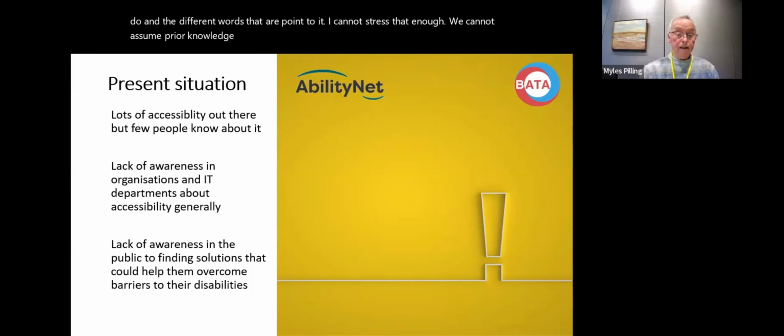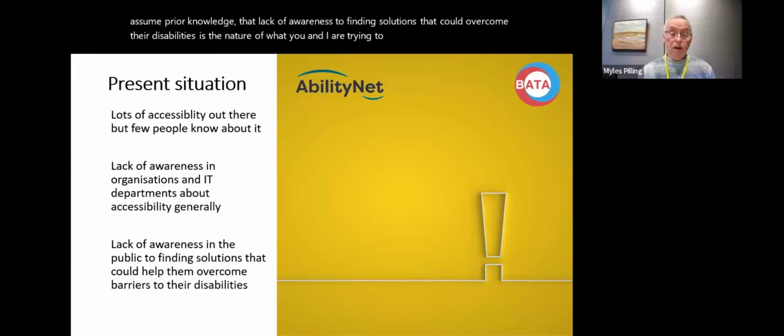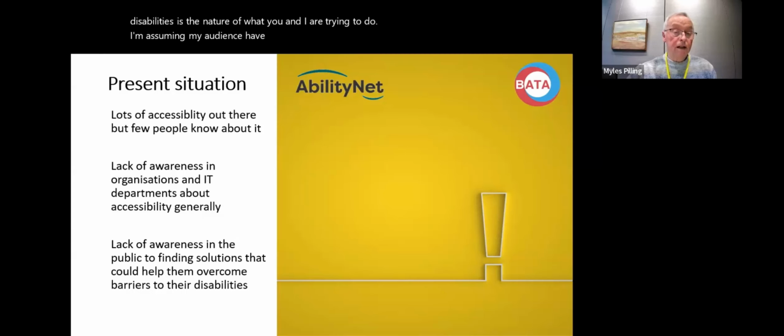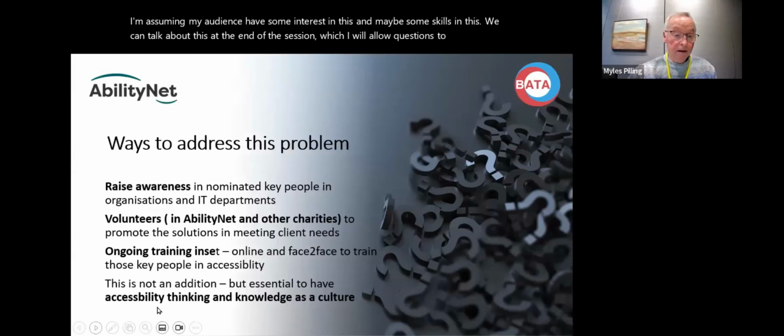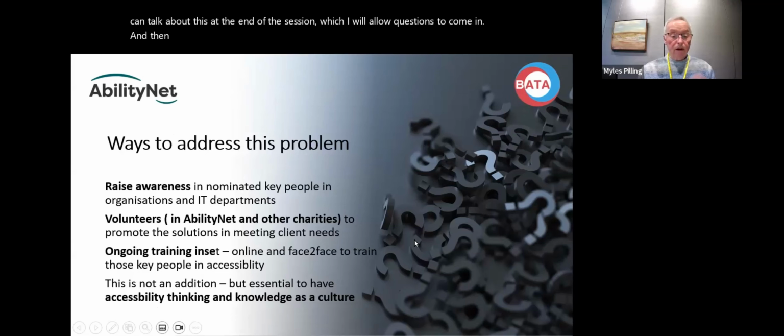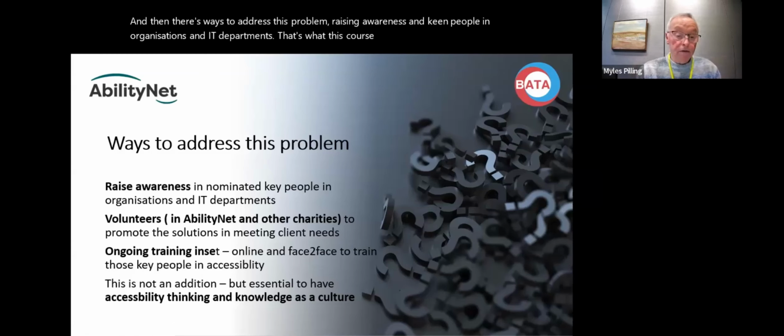We cannot assume prior knowledge. That lack of awareness of finding solutions that could overcome the disabilities is the nature of what you and I are trying to do. I'm assuming my audience have some interest in this and maybe some skills in this. We can talk about this at the end of the session, when I will allow questions to come in. And then there are ways to address this problem. Raising awareness in key people in organizations and IT departments. That's what this conference is all about.